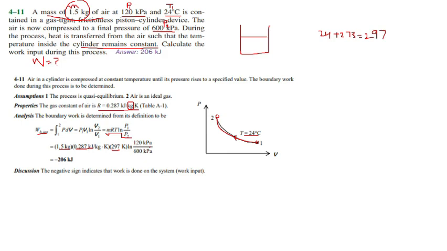So P1 is 120 while P2 is 600. So your final answer will be this: 206 kilojoule.